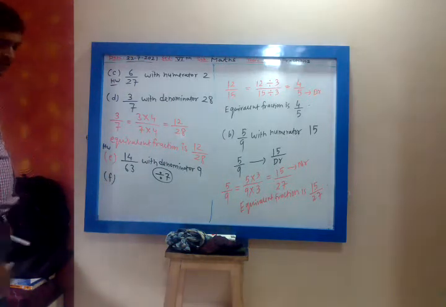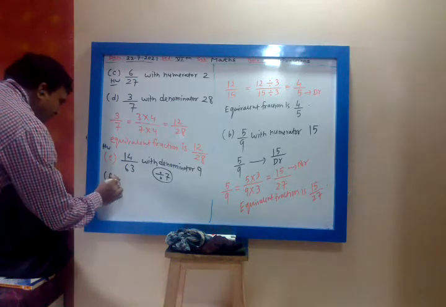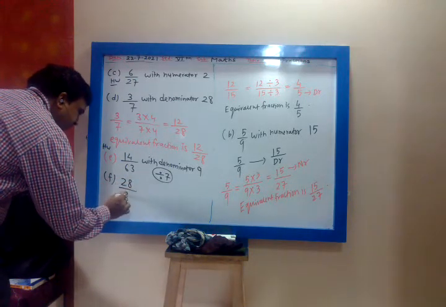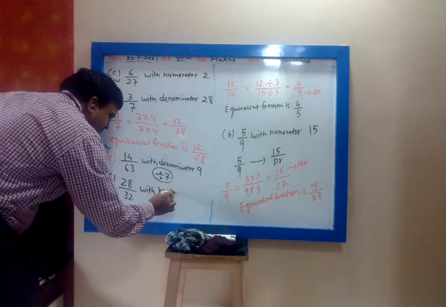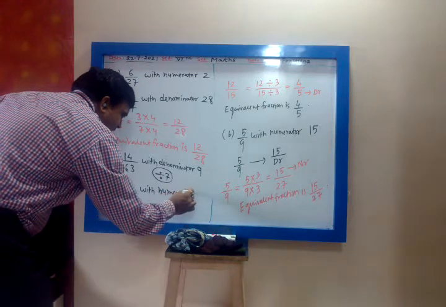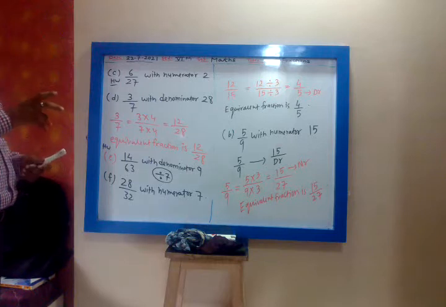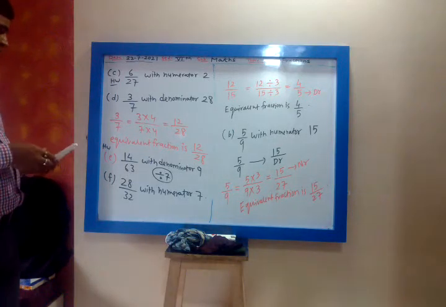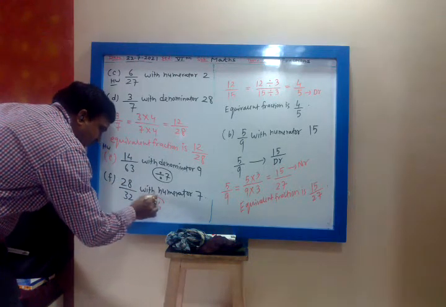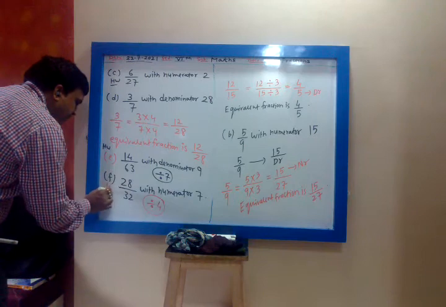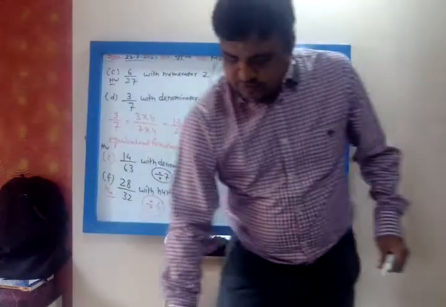Then F, 28 upon 32 with numerator 7. Now the numerator is 28. When 28 will become 7, when divided by 4. So divide numerator and denominator by 4. So F is also homework. Easy questions, so I am giving homework.